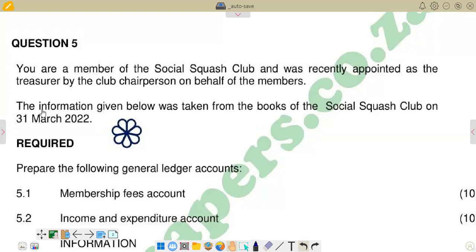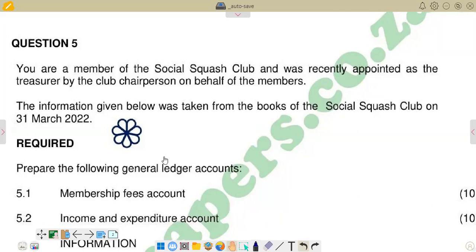So the question reads: you are a member of the Social Squash Club. It was recently appointed as the treasurer by the club chairperson on behalf of the members. The information given below was taken from the books of the Social Squash Club on 31 March 2022. On the required part, it reads: prepare the following general ledger accounts. We've got membership fees account on 5.1, which has 10 marks, and income and expenditure account on 5.2, which also has 10 marks.